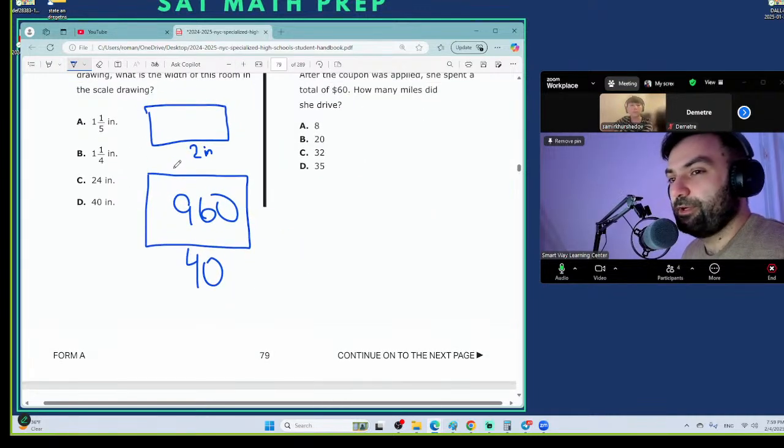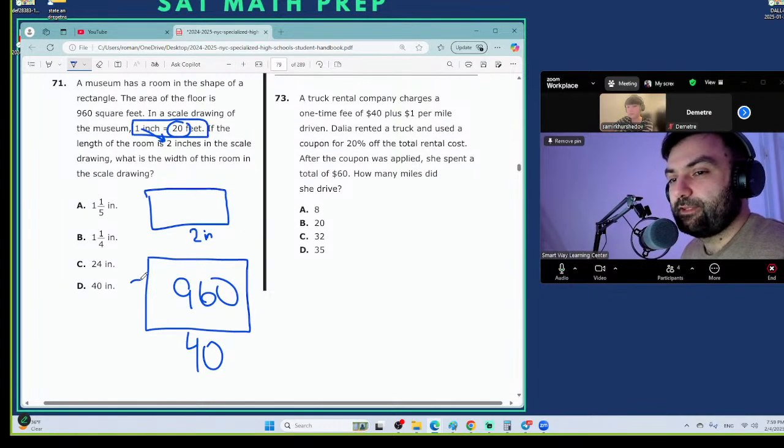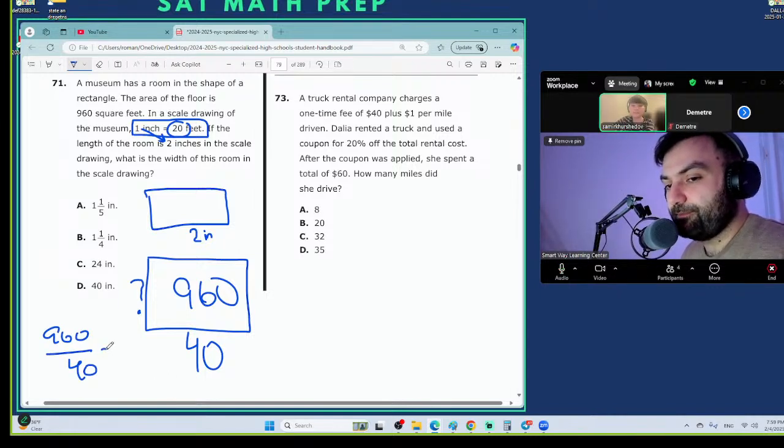Okay, if this is 40, what will this be? It needs to add up to 960 feet. No, it has to multiply. So we're going to have to do 960 divided by 40, which is 24. So that means that if the length is 40, the width is 24.